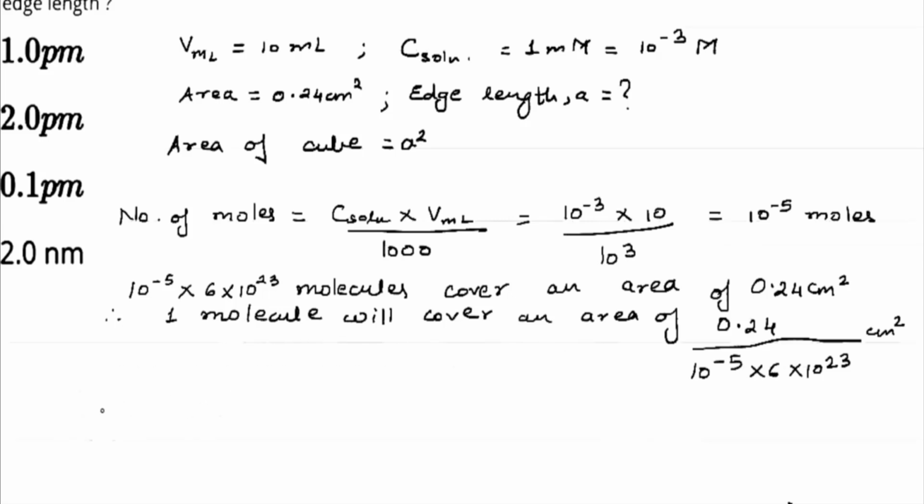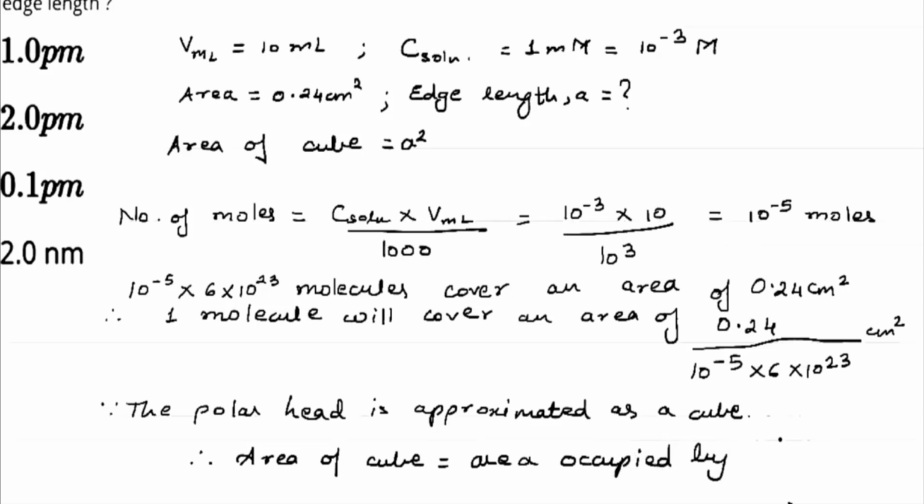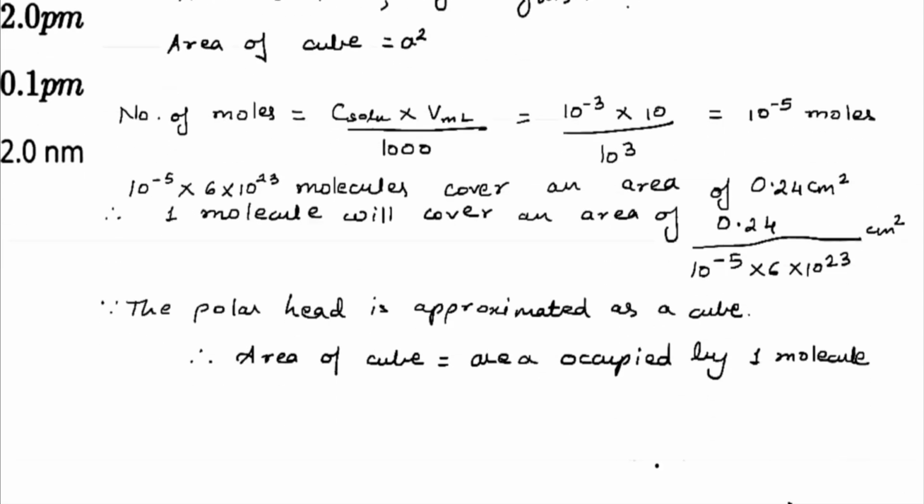Since the polar head is approximated as a cube, therefore the area of the polar head, that is the cube, will be equal to the area occupied by one molecule of this surfactant solution. So the area of the cube is A square.